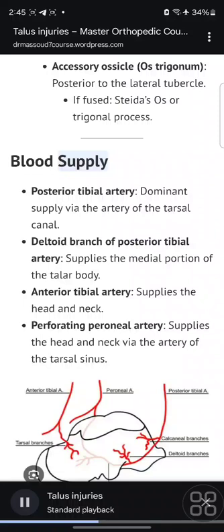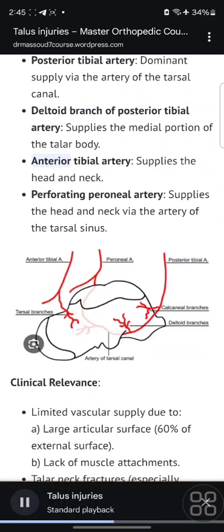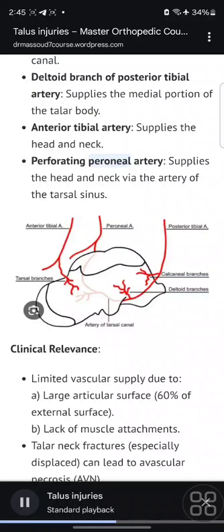Blood supply. Posterior tibial artery. Dominant supply via the artery of the tarsal canal. Deltoid branch of posterior tibial artery supplies the medial portion of the talar body. Anterior tibial artery supplies the head and neck. Perforating peroneal artery supplies the head and neck via the artery of the tarsal sinus.